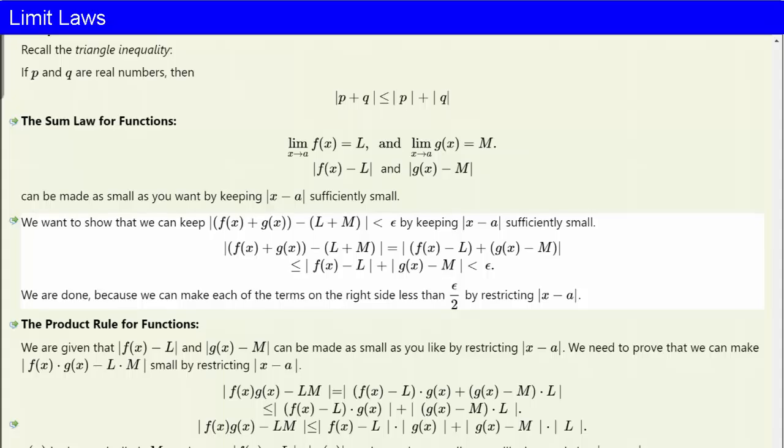But that's exactly what you can do, because for x sufficiently close to a, you know that you can make f of x minus L arbitrarily small and g of x minus m arbitrarily small. And that's the core idea of that proof.